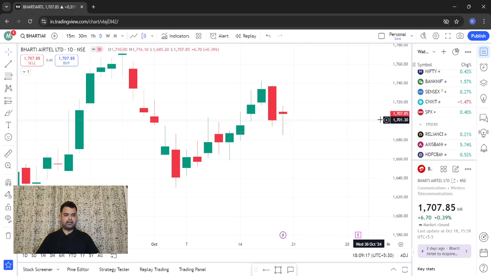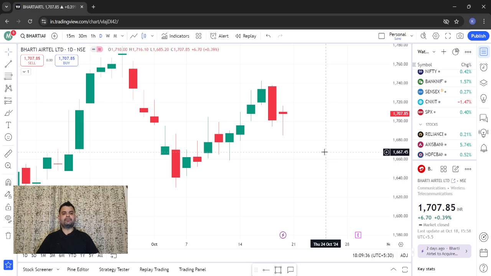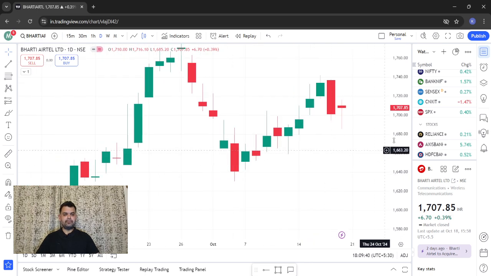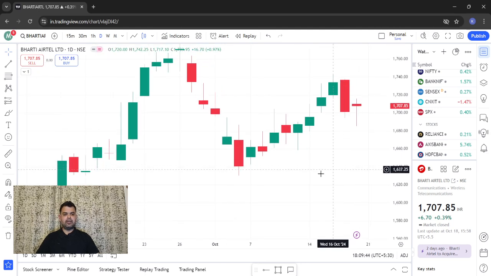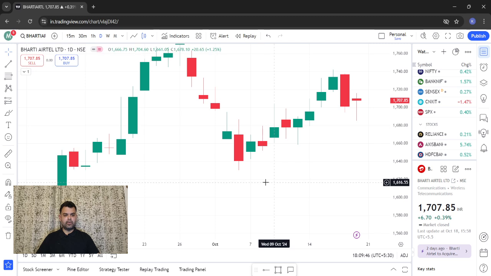And on the right side, we are able to see the price currently trading. So in case of Bharti Airtel Limited, we can say currently it is trading at 1707.85. If I place the mouse on any candle, I will get the data for that particular day.